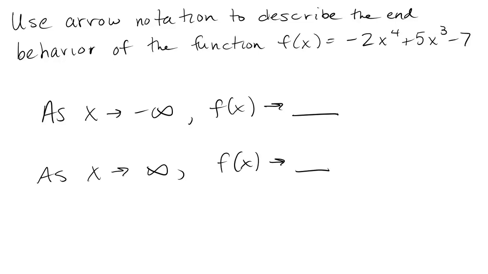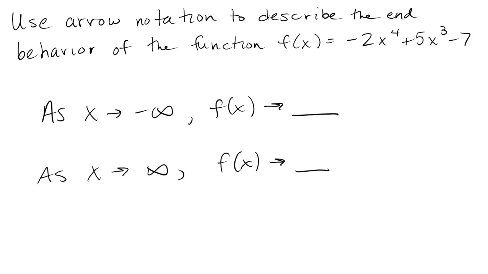This example says use arrow notation to describe the end behavior of the function f of x equals negative 2x to the fourth plus 5x cubed minus 7. I can't really tell you what this graph looks like exactly. I can pick off some easy things, like the y-intercept's going to be at (0, negative 7), and I can tell you the end behavior.